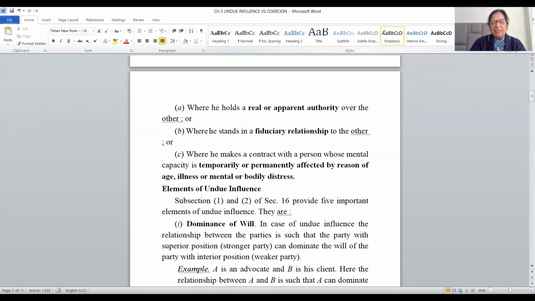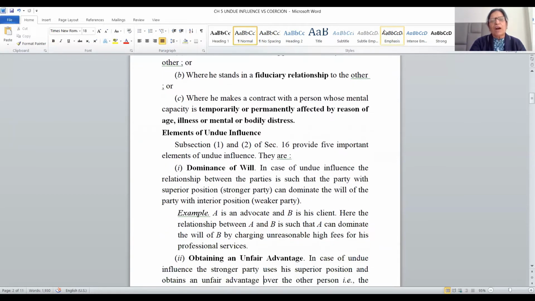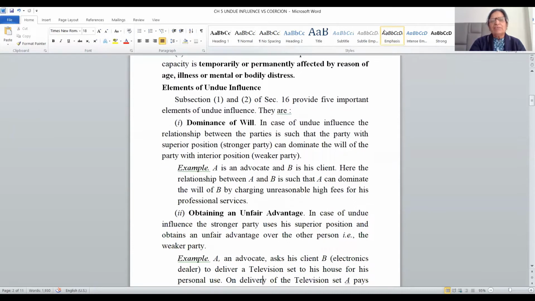So friends, having discussed all these, I am going to take up elements of undue influence. The very first element is before you, which is dominance of will. When we talk about undue influence, we talk about two parties. One is a stronger party, the other is a weaker party. The stronger party can dominate the weaker party.